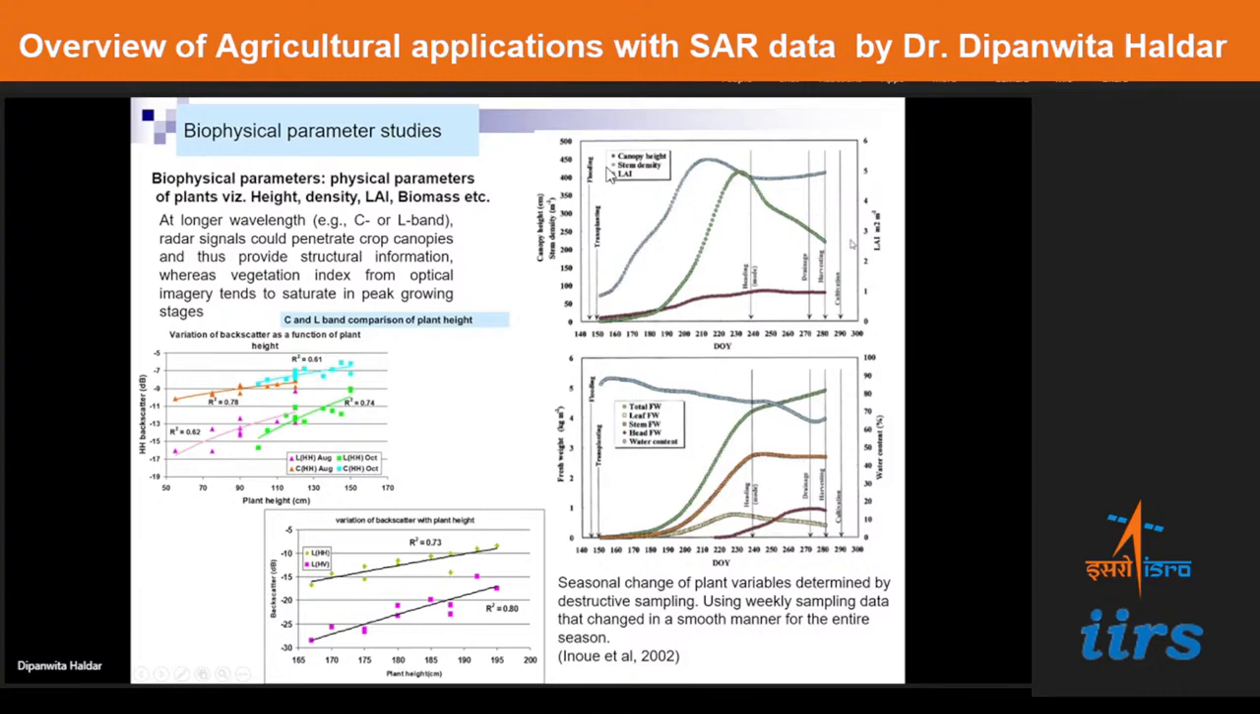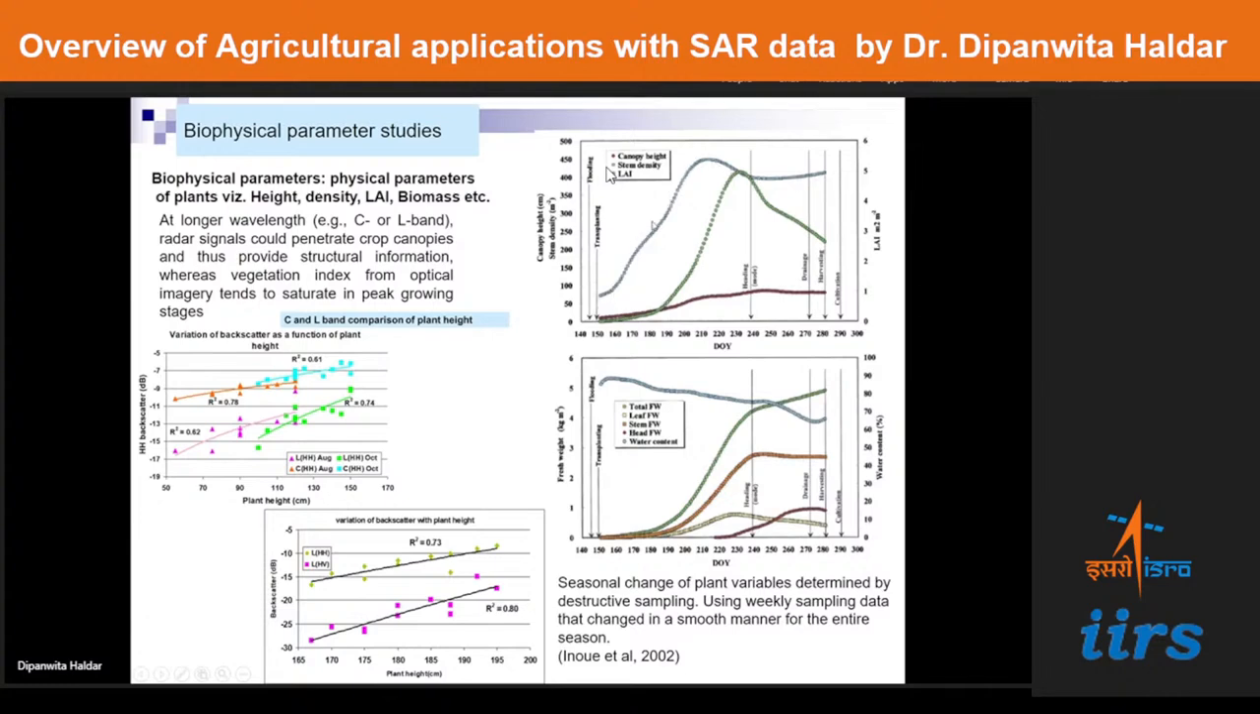And on the right-hand side, these figures give you an idea of how the biophysical parameters vary with the crop calendar. Height, the red line, increases and then remains stable. But the leaf area index will increase, then have a peak, and decrease much before harvest. Then the stem density will also increase, then slightly decrease and stabilize.